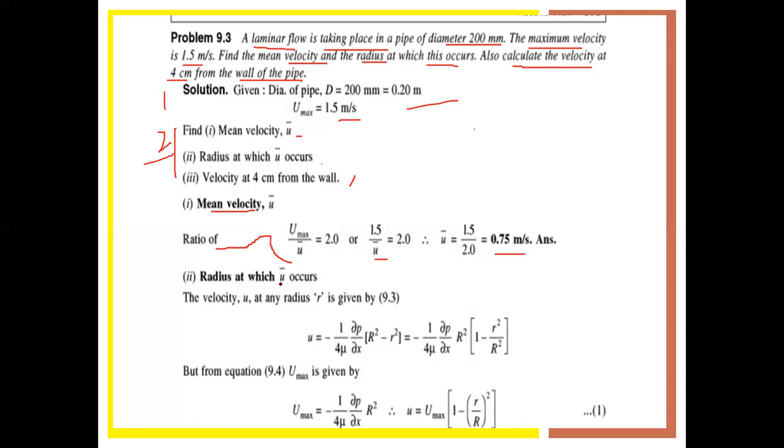Next, the radius at which u bar occurs. So we have to find the radius r. Therefore the velocity formula we wrote earlier: u is equals to 1/4 mu dou p by dou x into (R square minus r square). Now write down the same thing, taking R square outside, we are substituting like this. Then the u max formula, u max is equals to 1/4 mu dou p by dou x R square. Therefore u is equals to u max like this.